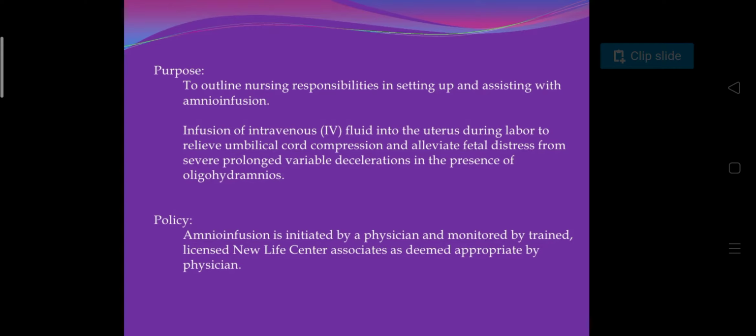Now we are going to study the purpose of amnio infusion. What is the purpose? Why do we have to do the amnio infusion? To outline nursing responsibility in setup and assisting with the amnio infusion, infusion of intravenous fluid into the uterus during labor to relieve umbilical cord compression or alleviate fetal distress from severe prolonged variable deceleration in the presence of oligohydramnios. As I told you, in case of oligohydramnios, that is less amniotic fluid in the abdomen, in that case you have to infuse extra fluid.